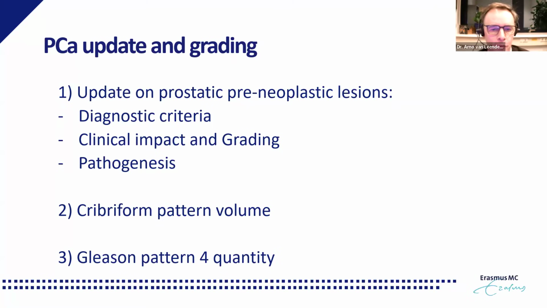Then we go into cribriform pattern volume. We all know that cribriform pattern is a very important prognostic factor in prostate cancer. But now we go and look in more detail at whether the quantity of cribriform pattern matters, yes or no. And then finally, we go and look into the quantification of Gleason pattern 4. Some very exciting things have been going on there as well. So I hope you will join in the coming 45 minutes.